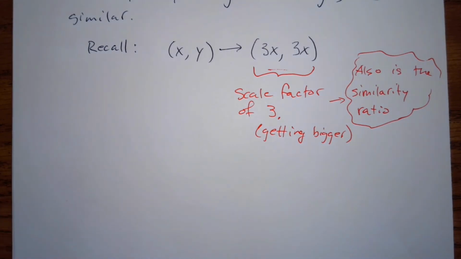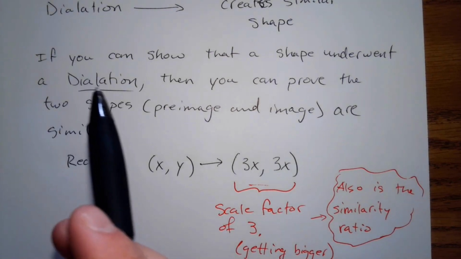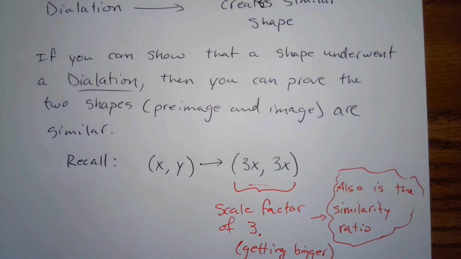Yesterday, we needed to show that all the angles were congruent and all the sides were proportional. Then we could say that the two shapes were similar. Today, if you can show there's a dilation happening, then you don't need to do all those other things. You can just already say, yep, they're similar.